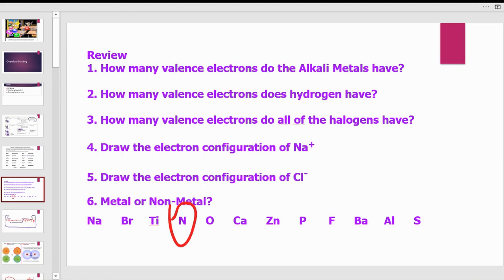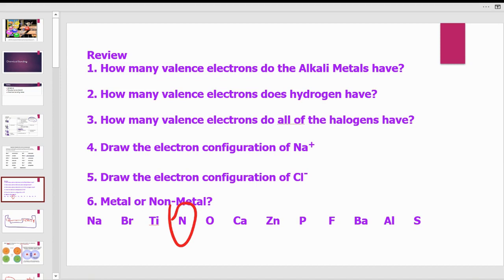Also in the same column. How about the halogens? 7. 8 is the last column. So a lot of times people, when they get to the other side, they'll go 8, 7, 6, 5, 4, and they'll go backwards instead of counting forwards. They'll start at 8 or backwards.